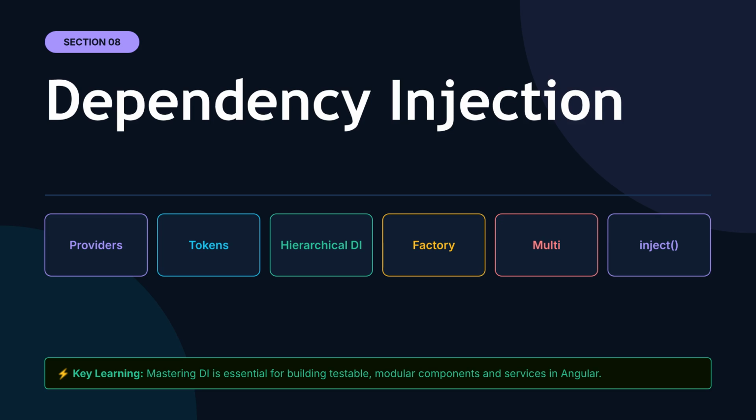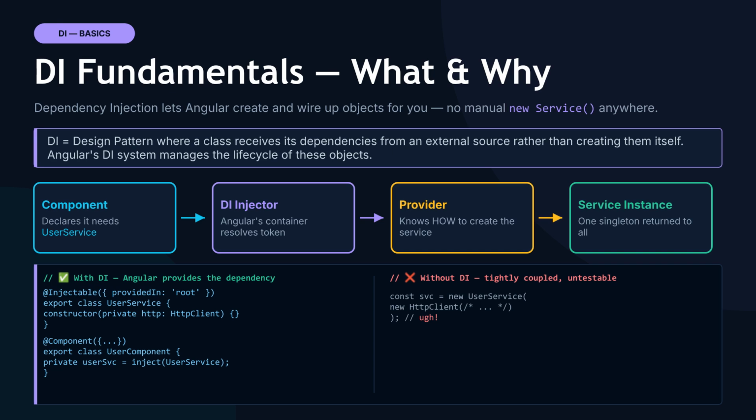Section 8 covers dependency injection, the core design pattern for scalable Angular applications. We will explore providers, tokens, hierarchical DI, factories, multi-providers, and the modern inject function. Mastering DI is key to building testable and modular components and services. DI is a design pattern where a class receives its dependencies from Angular's container, not by creating them manually. The injector resolves a token to a provider, which knows how to create the service, resulting in a single service instance, or singleton, for the application.